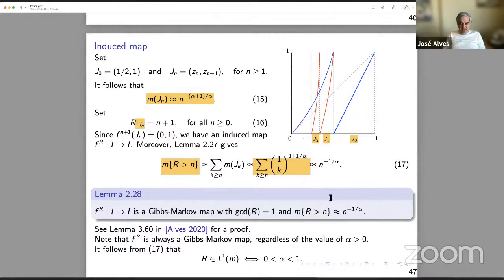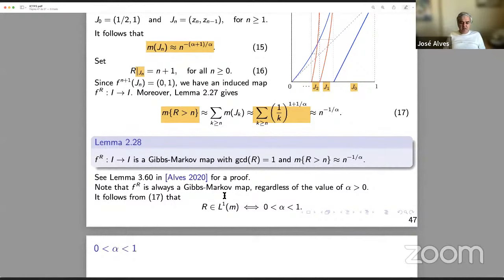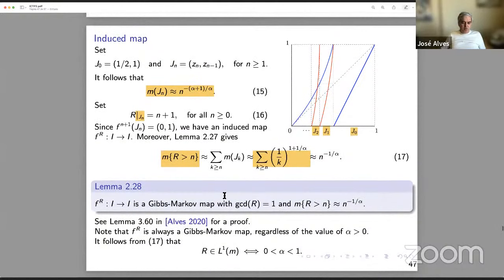And the greatest common divisor is one, because one of the domains has greatest common divisor equal to one. And the recurrence times have this estimate, okay? So we have this nice lemma, and using this lemma we see that the integrability of the recurrence time is equivalent to alpha being between 0 and 1. So in particular, for alpha greater or equal to 1, it's no longer integrable, because we have the harmonic series.